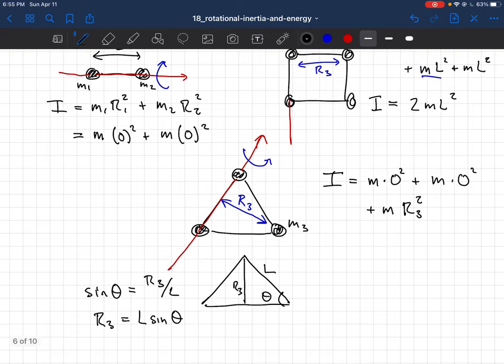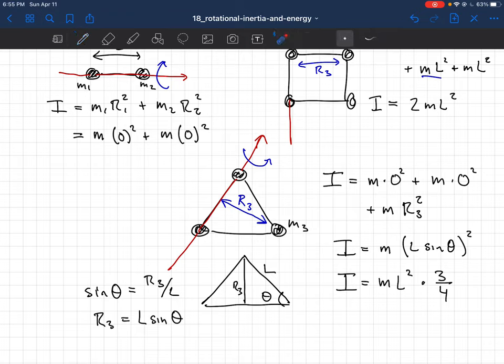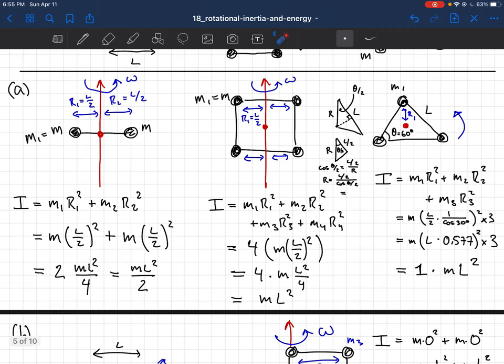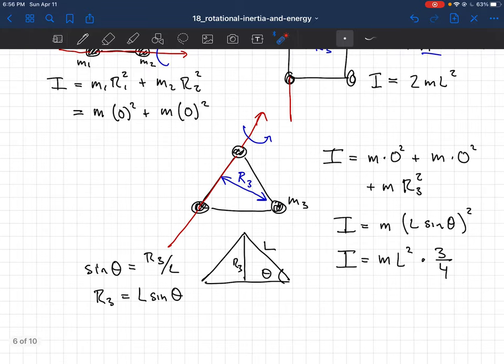So what do we get? So this I becomes m L sine theta squared. So this becomes m L squared times sine theta squared. And what is that? Let's look it up. So it's sine of 60 squared, which is 0.75. So that's our new moment of inertia. So this particular arrangement of the equilateral triangle will have a smaller moment of inertia than the one that we had up here. This was 1 times mL squared, and this is 3/4 times mL squared. So again, same object, but different axis gives you a different rotational inertia.